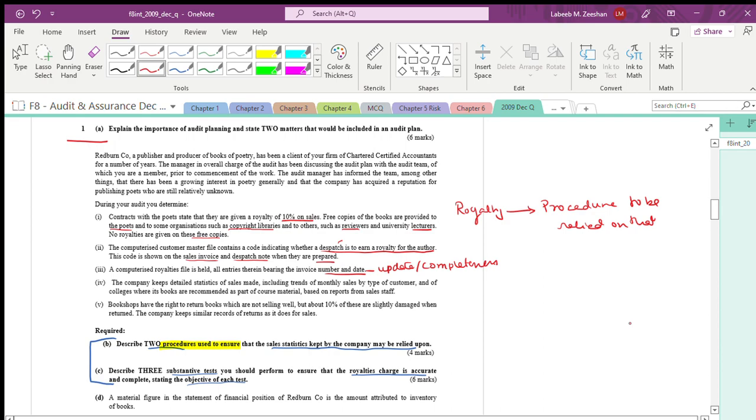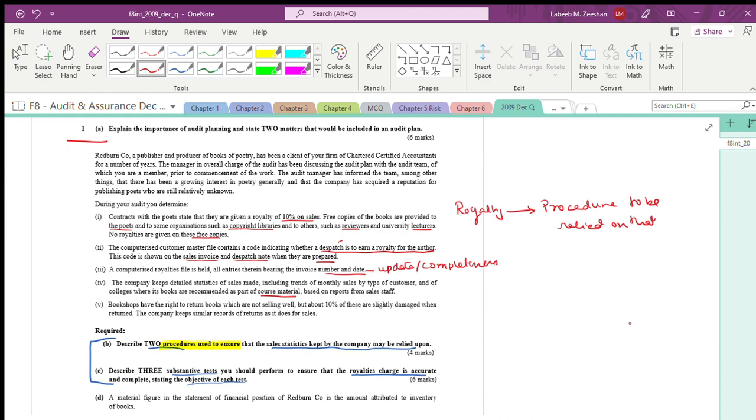The company keeps detailed statistics of sales made, including trends monthly by type of customer and colleges where its books are recommended as part of course material. Again, we have to verify the statistics with the books, from the monthly statistics to the monthly reports and from the monthly reports to the statistics, vice versa.